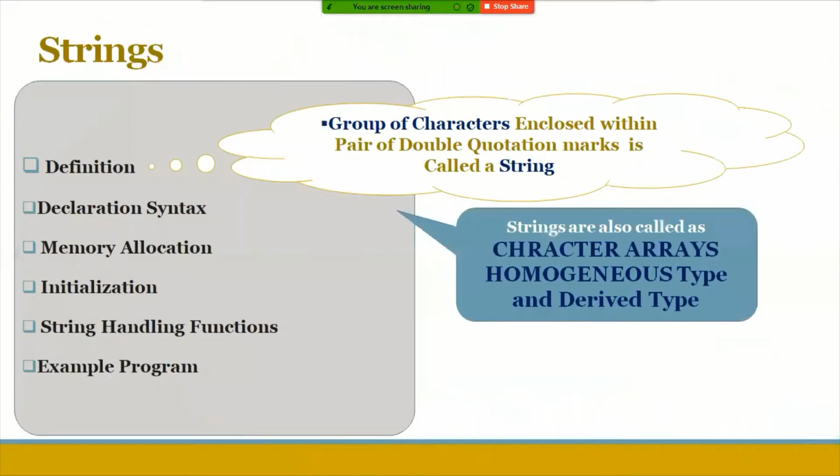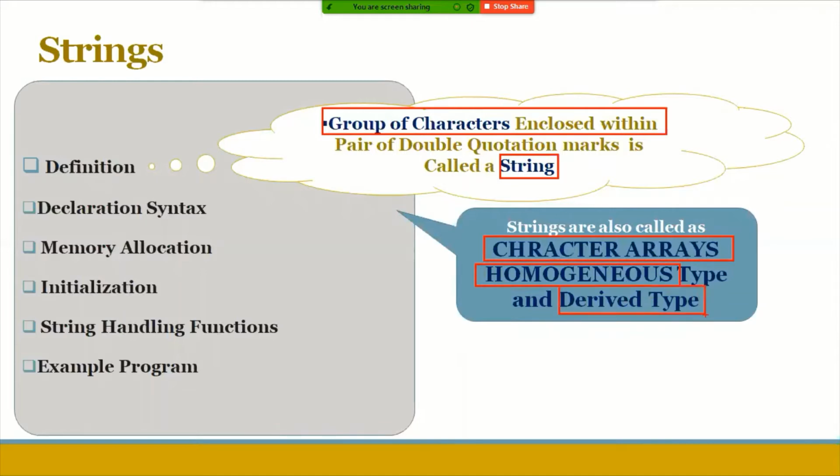A string can be defined like this: a group of characters enclosed within a pair of double quotation marks is called a string. This string is also called a character array, or array of characters, and all these characters are of the same type. That's why it is called a homogeneous data type, and this one comes under the derived data types.